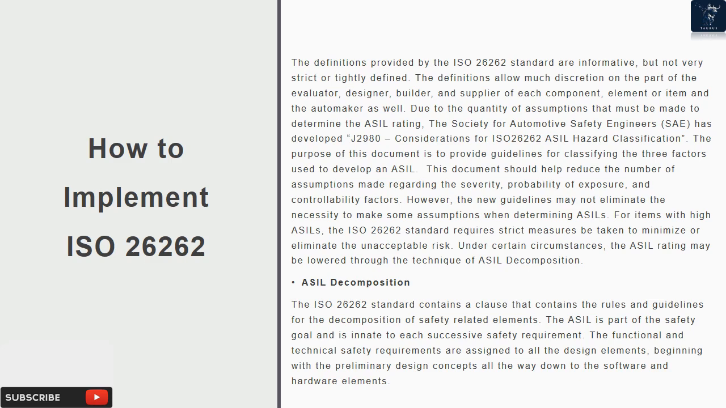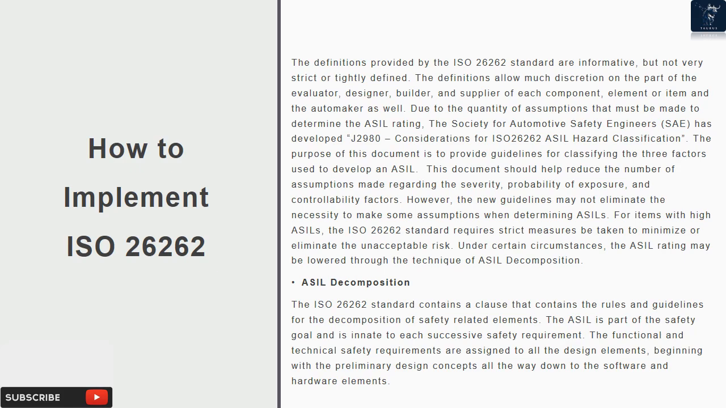Due to the quantity of assumptions that must be made to determine the ASIL rating, the Society for Automotive Engineers, SAE, has developed J2980, Considerations for ISO 26262 ASIL Hazard Classification. The purpose of this document is to provide guidelines for classifying the 3 factors used to develop an ASIL. This document should help reduce the number of assumptions made regarding the severity, probability of exposure, and controllability factors. However, the new guidelines may not eliminate the necessity to make some assumptions when determining ASILs.